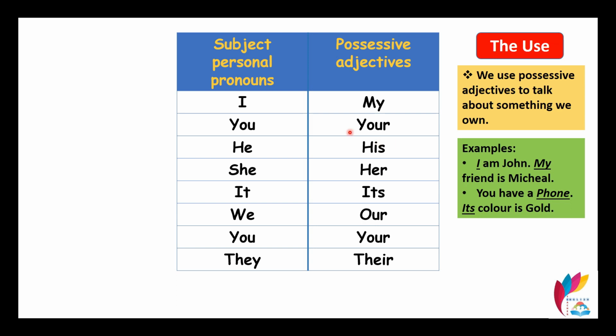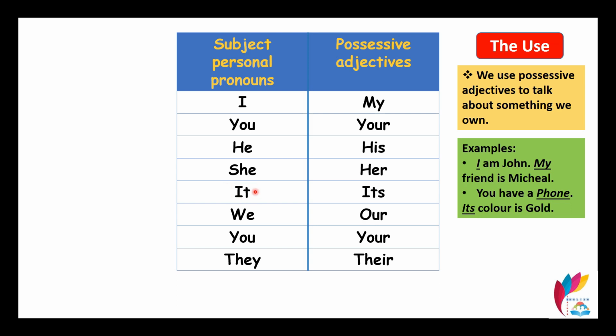Okay, we see here, for example, if I say I have a car, this means my car, okay? It's like I said, my car. You have a car, so it's your car. "He" goes, of course, with boys or men: his car. She has a car means it's her car.